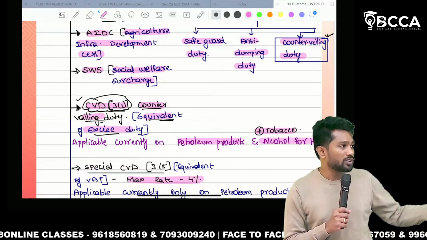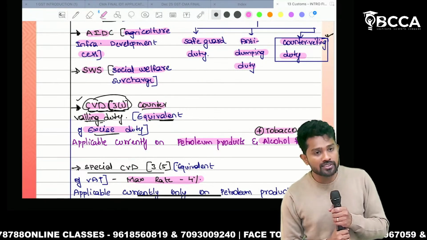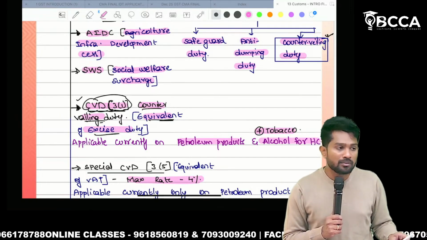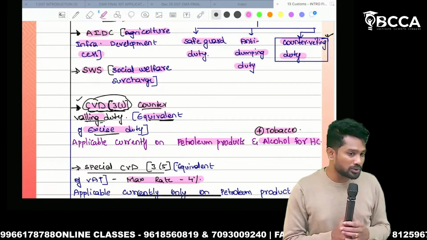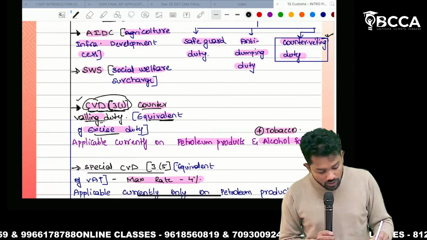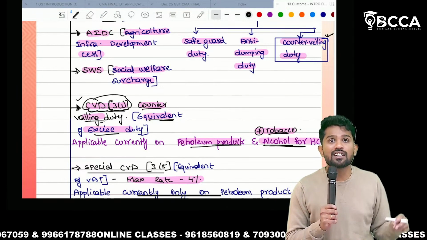This CVD, countervailing duty under 3 subsection 1, is the equivalent of excise duty. I mean, if goods are manufactured, excise duty will be levied on them, right? Previously, when there was an import of goods, CVD used to be levied on them. But since CVD is subsumed into GST, only to the extent of petroleum products, alcohol for human consumption, and tobacco, this CVD is still continuing.